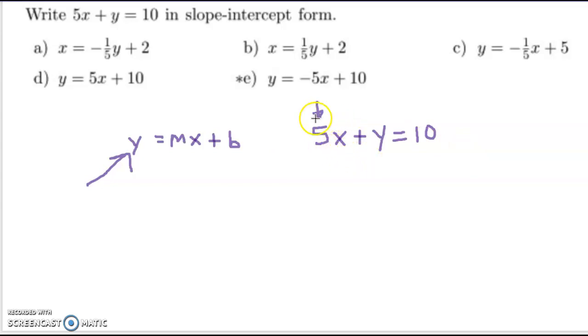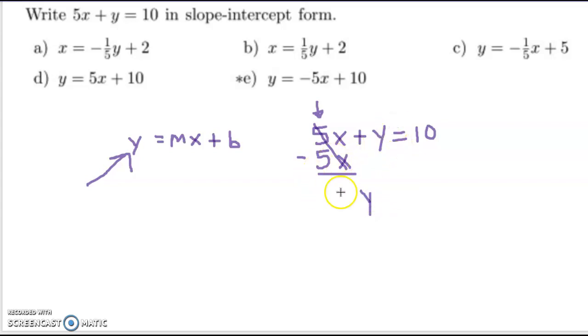If I want to zero out these 5x's and move them to the other side of the equal sign, I have to do the opposite of a positive 5x, and that would mean a negative 5x. Remember, if I have 5x's and I take 5x's away, I end up with 0 x's, which is what I want, only y's on one side.